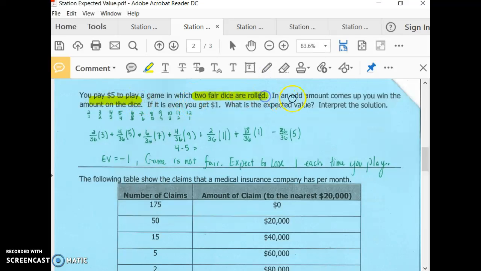Okay, on this one, you guys, you pay $5 to play a game. 2 fair dice are rolled. If the odd amount comes up, you win the amount on the dice. If it's even, you only get a buck. What's the expected value?